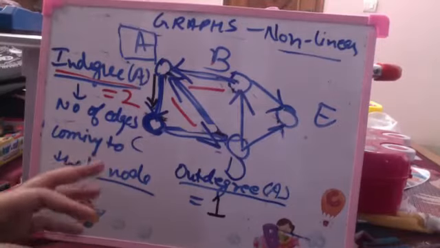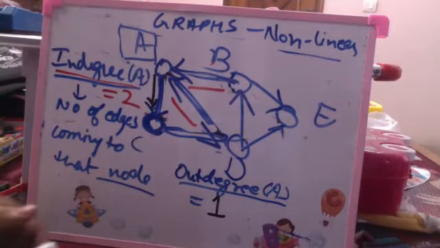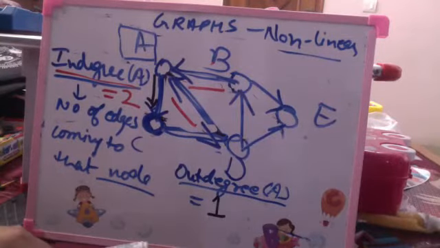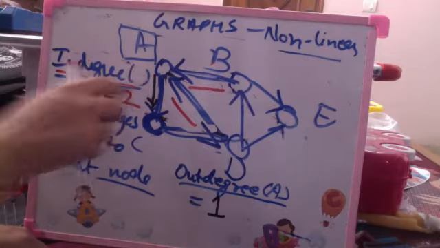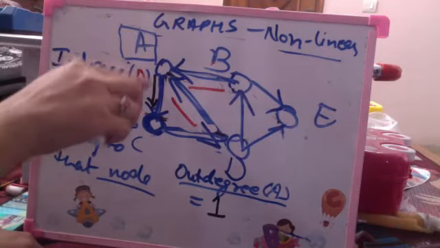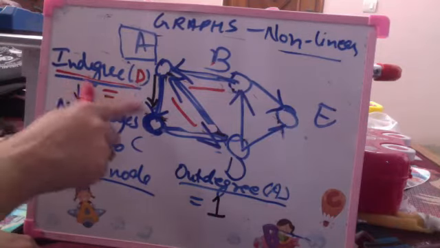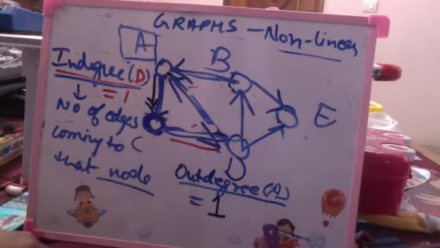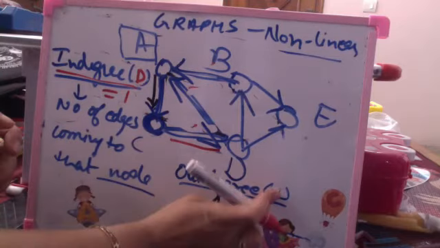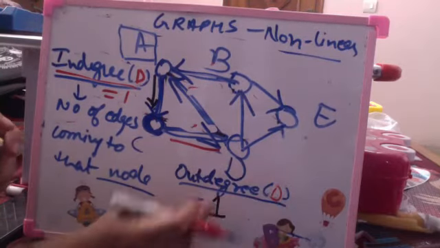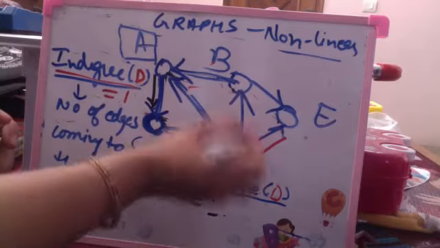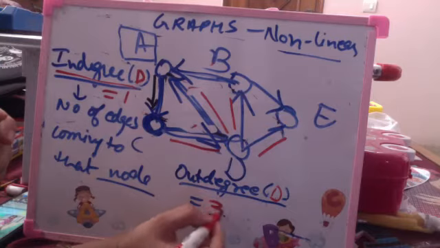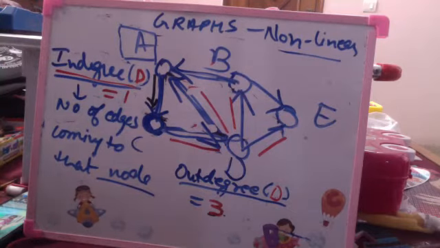Like for node D, quickly tell me what is the in degree, what is the out degree for node D. In degree is 1, out degree is 3. In degree is 1 because I have only a single edge which is coming from C, and out degree of node D becomes 3 because I have 3 edges which are originating from D and going to other nodes. So in degree and out degree concept is clear to all.